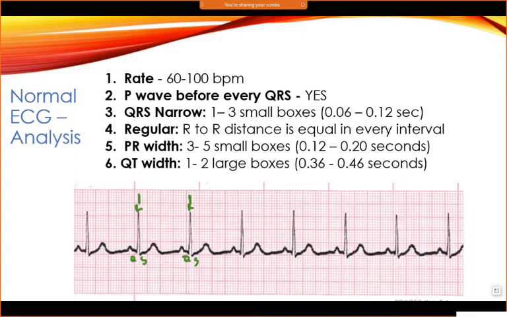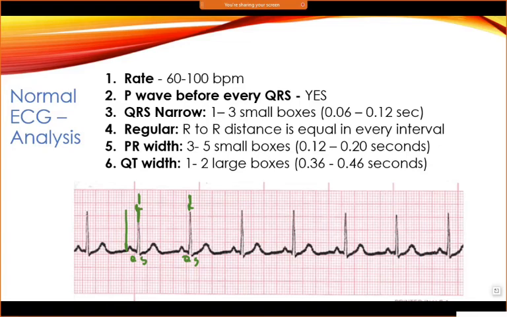And then we have some more checks, just to double check everything. The PR width, we go from the beginning of the P wave to the tip of the R wave here. This PR width should be 3 to 5 small boxes. So it should be basically 1 large box. If we are getting longer, that means that it's taking longer to conduct around the atrium, and that could be a problem.